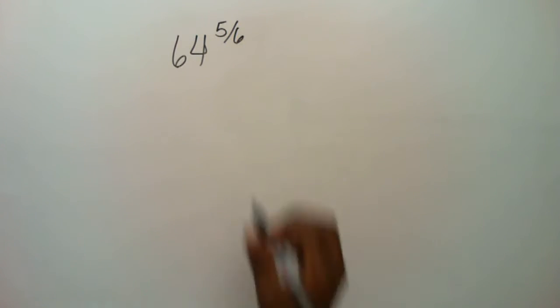Let's look at another problem. Let's solve 64 to the 5/6 power. Remember, there are two things we need to do to solve this problem. First, we must find the 6th root of 64, and second, we must raise the 6th root of 64 to the 5th power. Again, to make this process easier to see, I'm going to rewrite the problem as 64 to the 1/6 power raised to the 5th power.